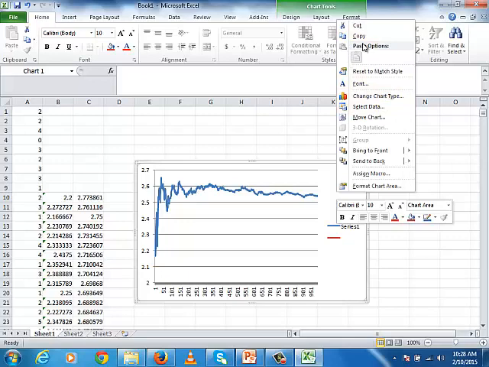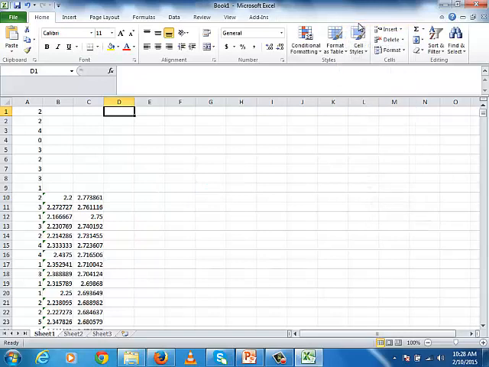I don't see a delete option, but I see cut, which will do the same thing. Now we look at 0 1 2 3 4 5 6 7 8 9 10. This is the data that we have on the binomial 10 with 25% success probability. So I'm just going to calculate the binomial probabilities first.